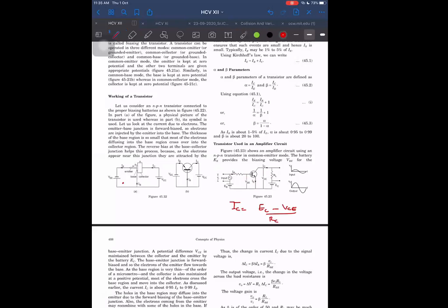Here they are calling it RL. We can call it RC also. This we can call R input sometimes, or we can call it RB also. RI or RB, right? We can say these things. So we can find out IC. Once we know IC, we can find out the fluctuation in values of IC also. If it is active mode of operation, then IC will be beta times IB, and delta IC will be beta times delta IB.